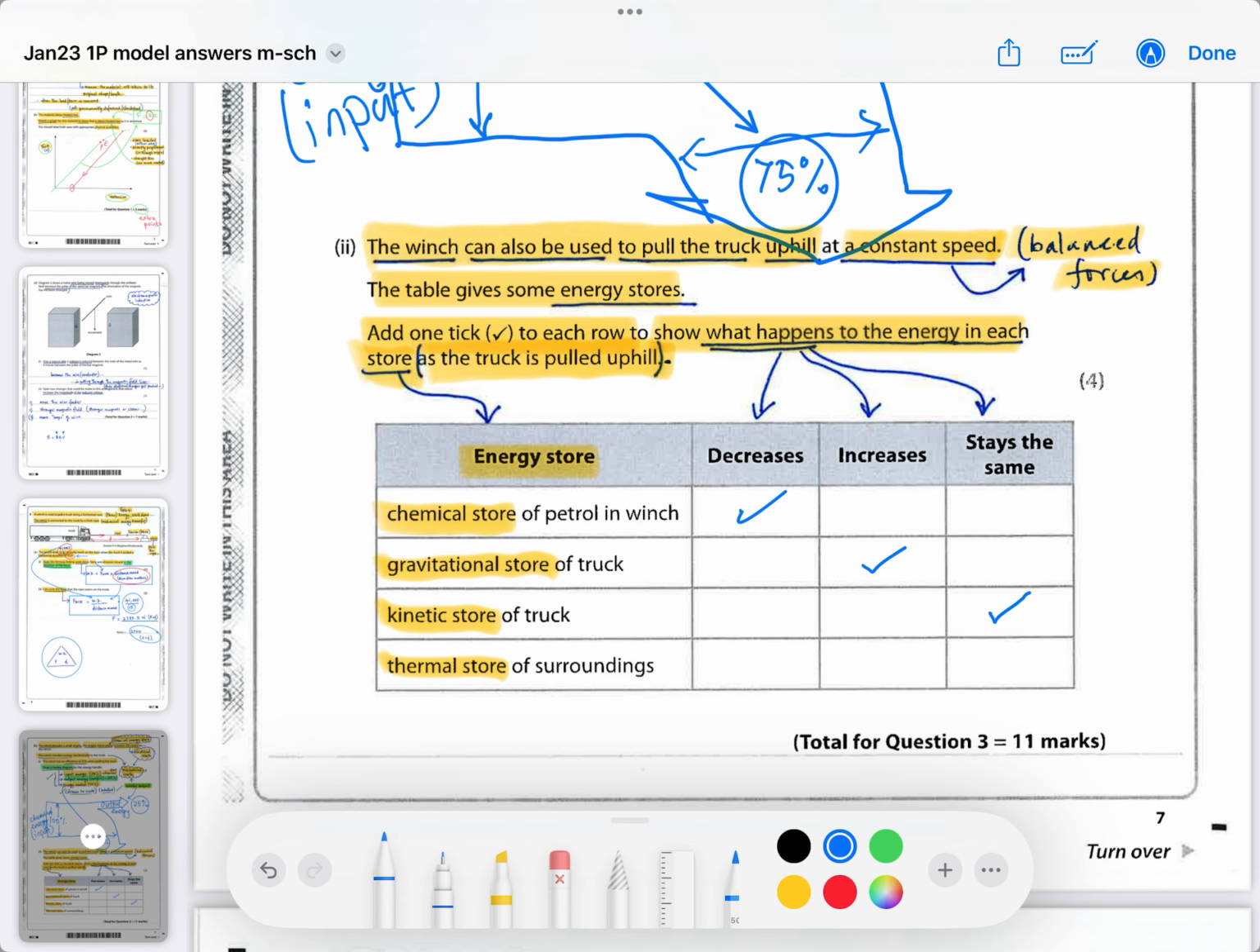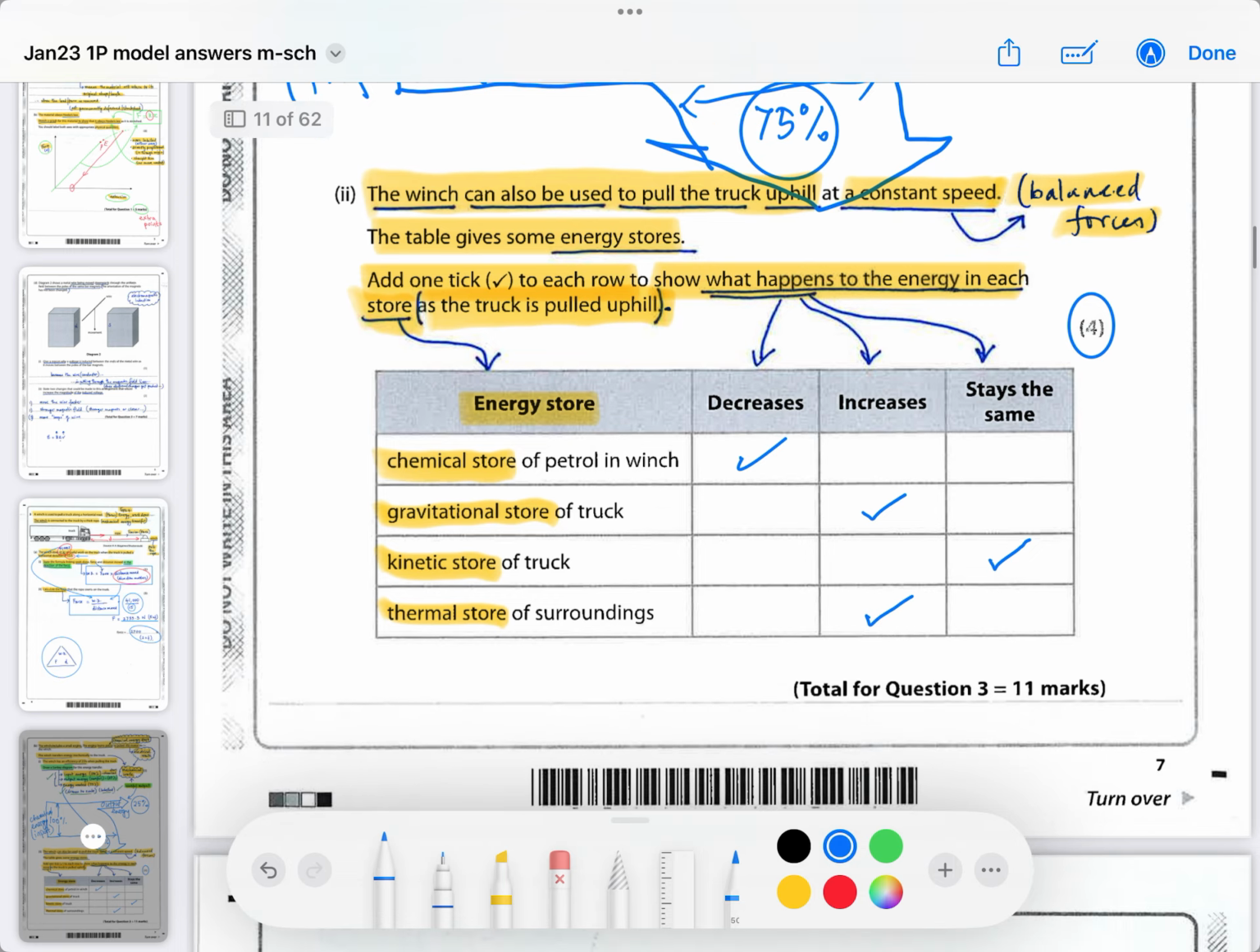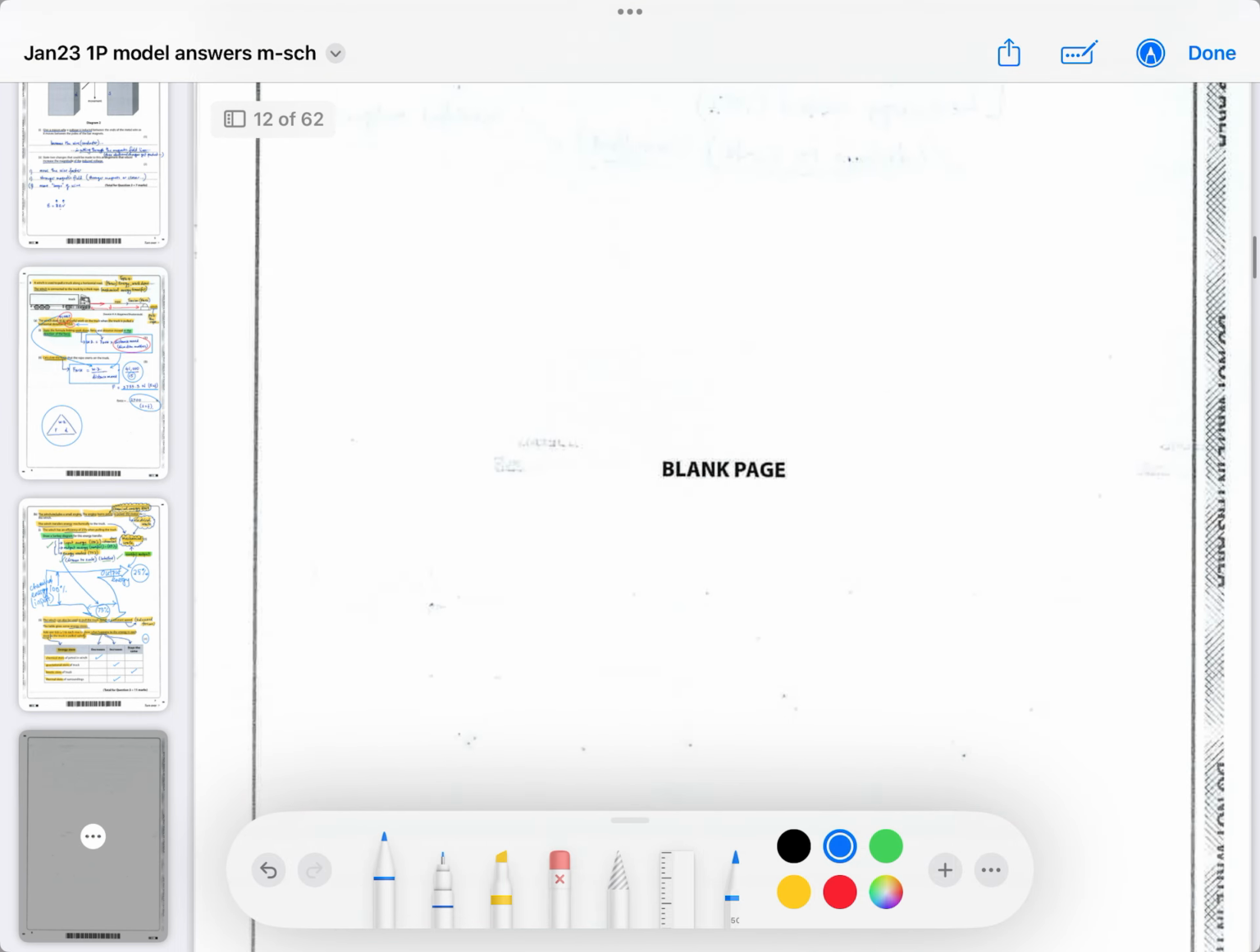Now obviously the thermal store of the surroundings, whenever you do something, you will increase the heat loss to the surroundings, so that will also increase. And that's how you get the 4 ticks, to get the 4 marks. Okay, so you can see why forces and energy are linked whenever there's any mechanical work being done.